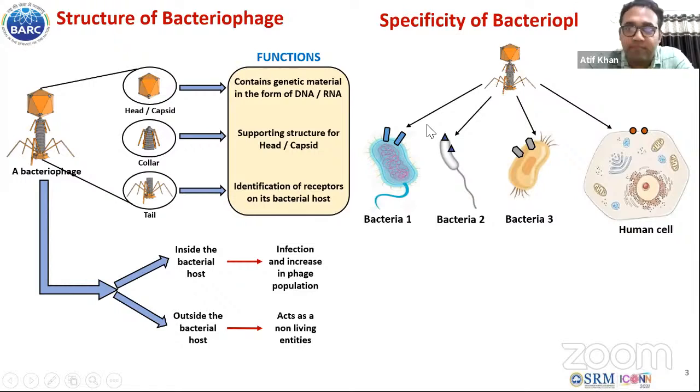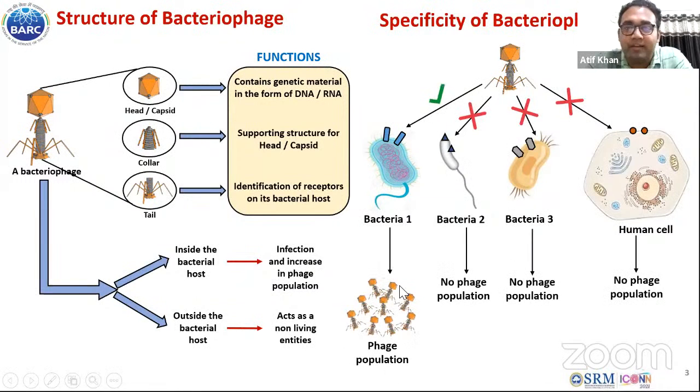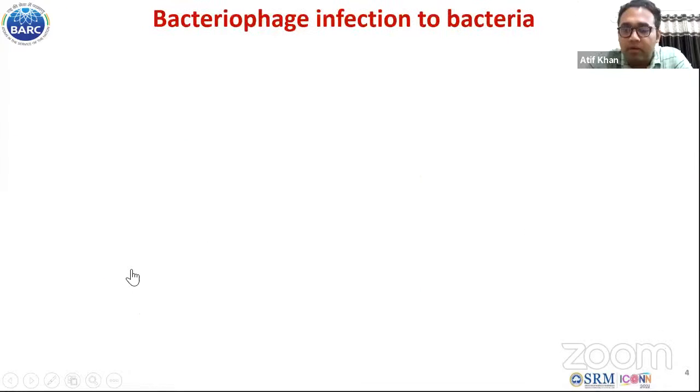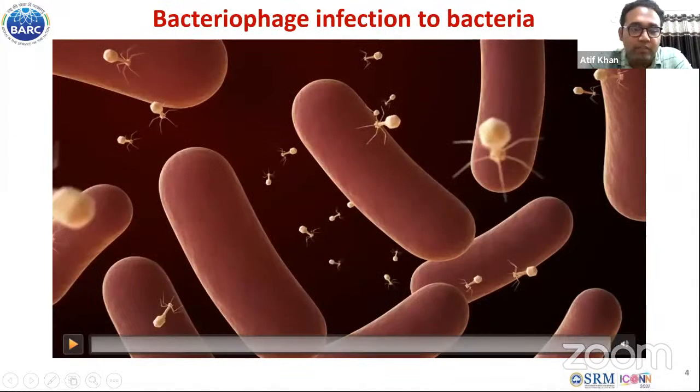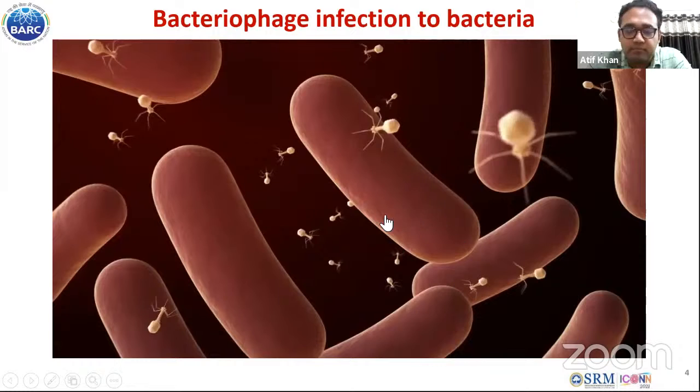They will identify their bacterial host based on the presence of different types of molecules on the surface of their host. So if a particular bacteriophage identifies a particular bacteria, it will infect and increase the population. But if it does not recognize a particular type of bacteria, it will not increase its population. So this is a short animation of how this bacteriophage infects the bacteria.